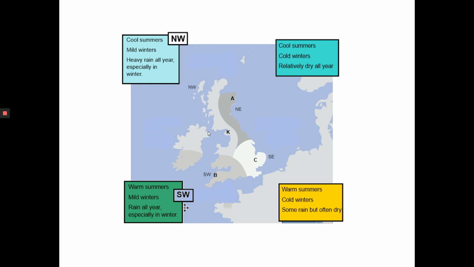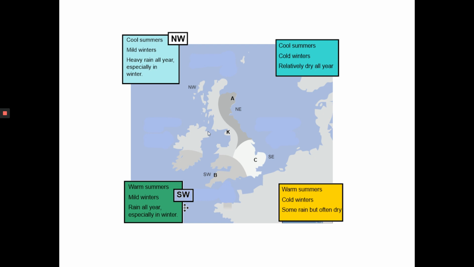Then if we look down in the south of the UK, the southeast, so this is London, places like that, the summers compared to the rest of the UK are warm. They're warm summers. It's often above 20 degrees in the summer. The winters, similar to Newcastle, are cold winters.